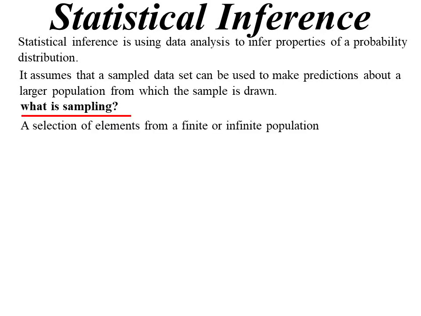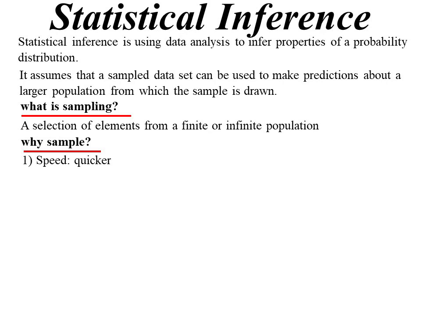So what is sampling exactly? It's simply a selection of, well, I've called them elements. Just think of a set of objects. So a selection of them. It could be a finite population, or there might be an infinite number of things in the set that you're pulling things out from. But why do it is the question.